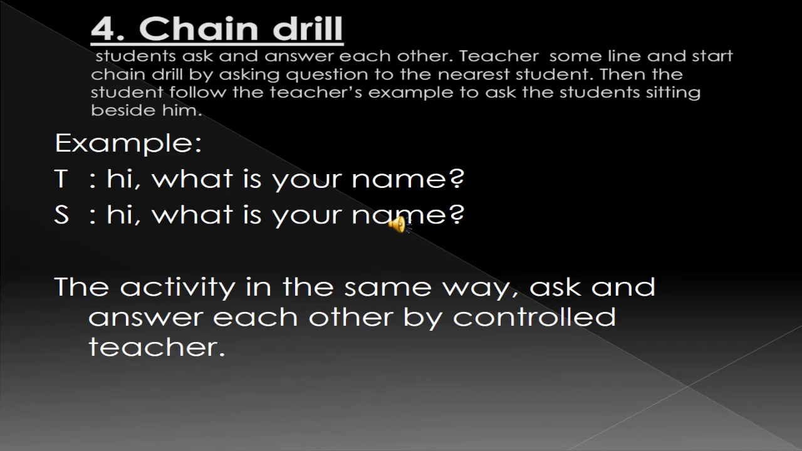So the activity goes on in the same way, asking and answering each other. And we can say that all students practice the dialogue in the same way. All students have a chance to practice, and the chain drill gives the teacher the opportunity to check the students' speech.